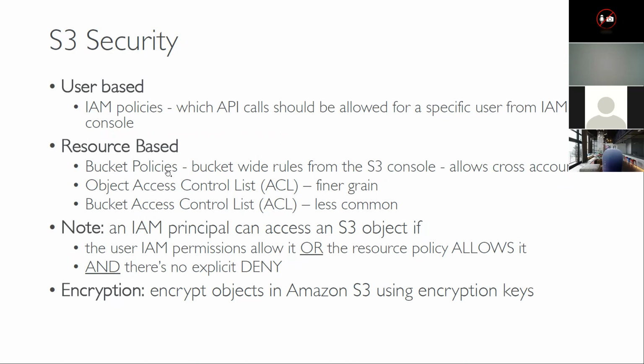Let's say one bucket policy, bucket-wide rules from S3, meaning it allows cross-account. Let's say you have an account in a different organization, that's possible. You can access. Object access control list is a finer grain. So you will allow up to which level you would like to allow per object. Let's say a picture. Will you be able to view it publicly? If not, you have to define public view.